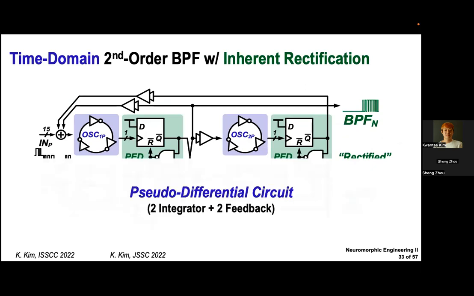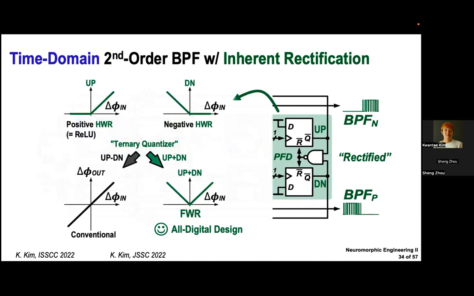First of all, if we look at this circuit divided into 2 sections, you can find this is a pseudo differential circuit. We have oscillator plus PFD implementing 1 integrator, and another oscillator plus PFD implementing another integrator, which means 2 integrators, 2 feedbacks. One is the inner feedback, the other is the outer feedback loop, which means a biquad filter. And this is what inherent rectification means.